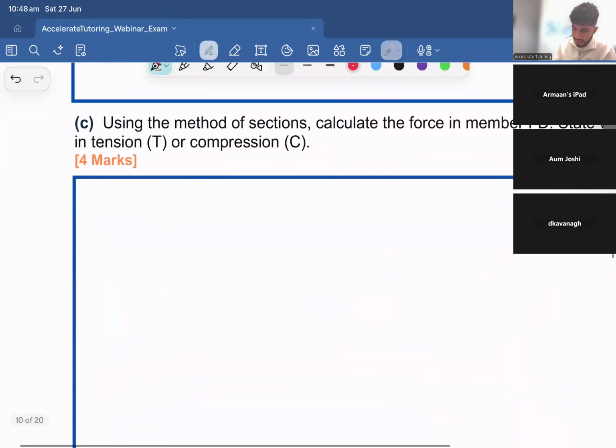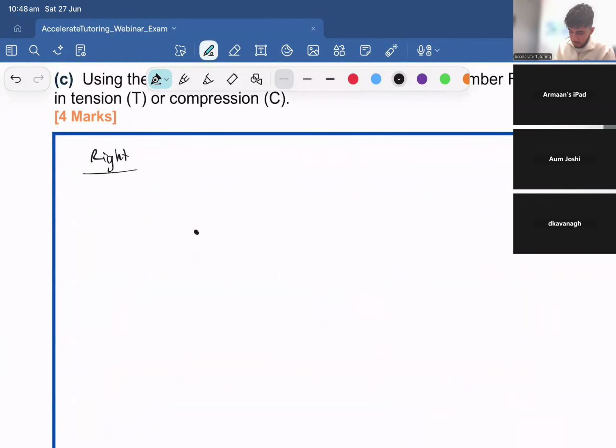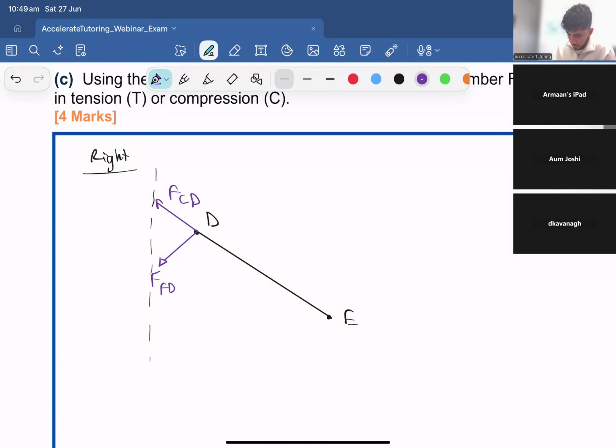So naturally, step one is, okay, we are taking the right-hand side. So let's draw the free body diagram for it. So we have point D, point E. Our cut is made through here. We have force CD going that way, force DF or FD going that way, and then force EF going this way. That is 30 degrees.